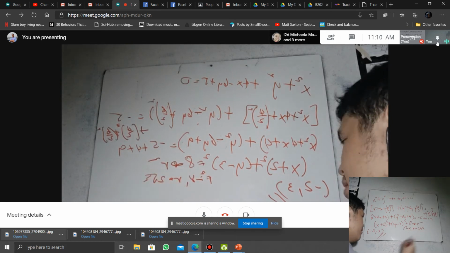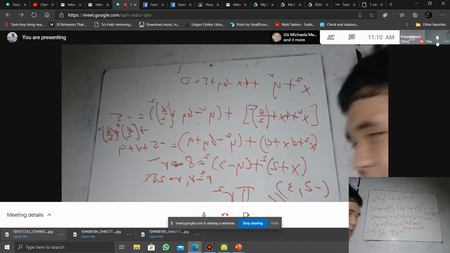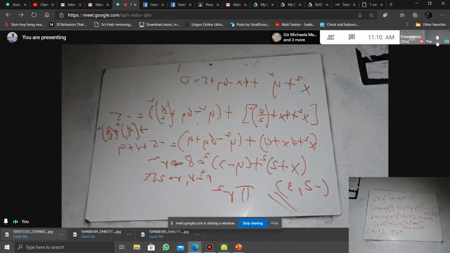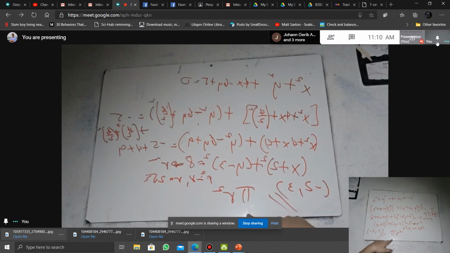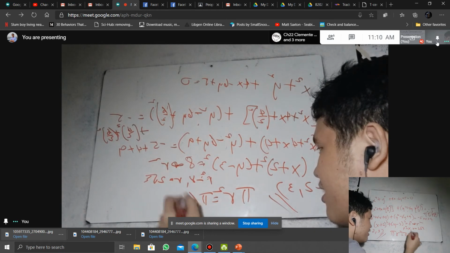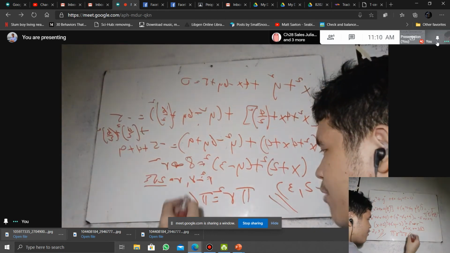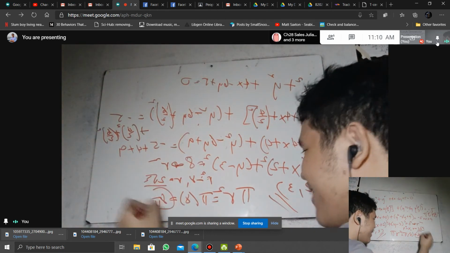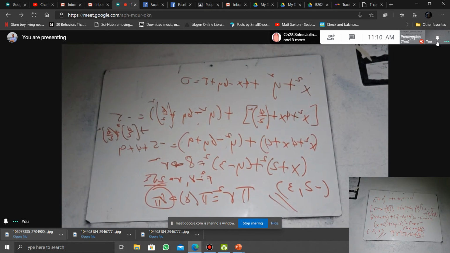Pi r squared. In terms of pi. Don't convert to 3.14. Pi r squared equals pi times 2 square root of 2 squared is 8. 8 pi. Yan ang area. Simple lang, di ba? Nagets, guys? Or di masyado?